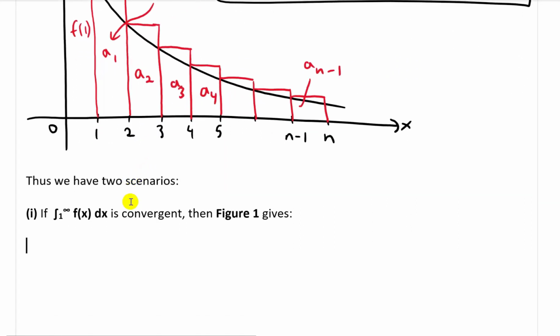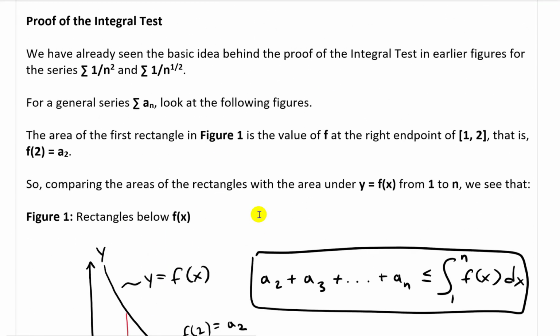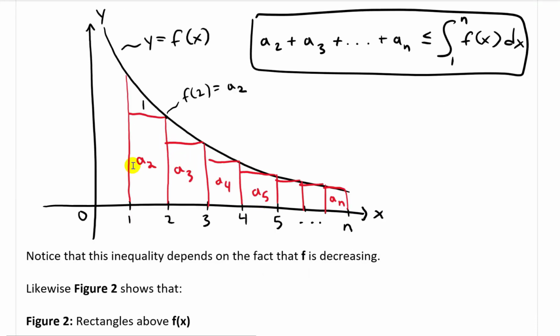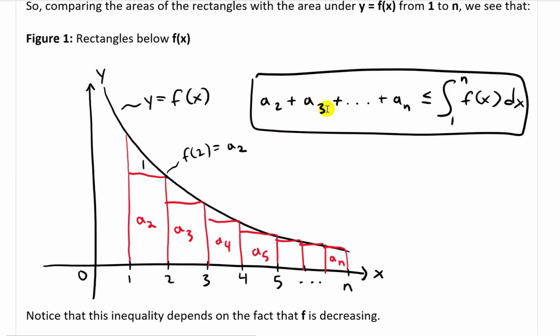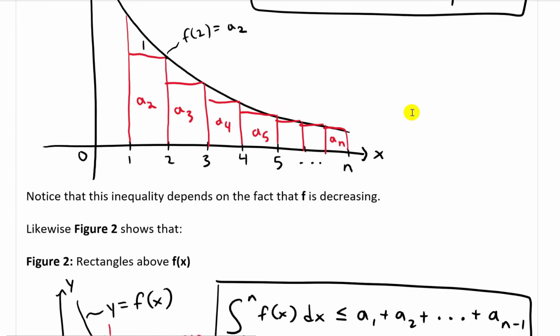Thus we have two scenarios. If the integral from 1 to infinity of f of x dx is convergent, then we can look at figure 1 and see what it gives. Because figure 1 is below it and convergent, we want to show that the series is also convergent. What we end up having is A2 plus A3 plus all the way to an.